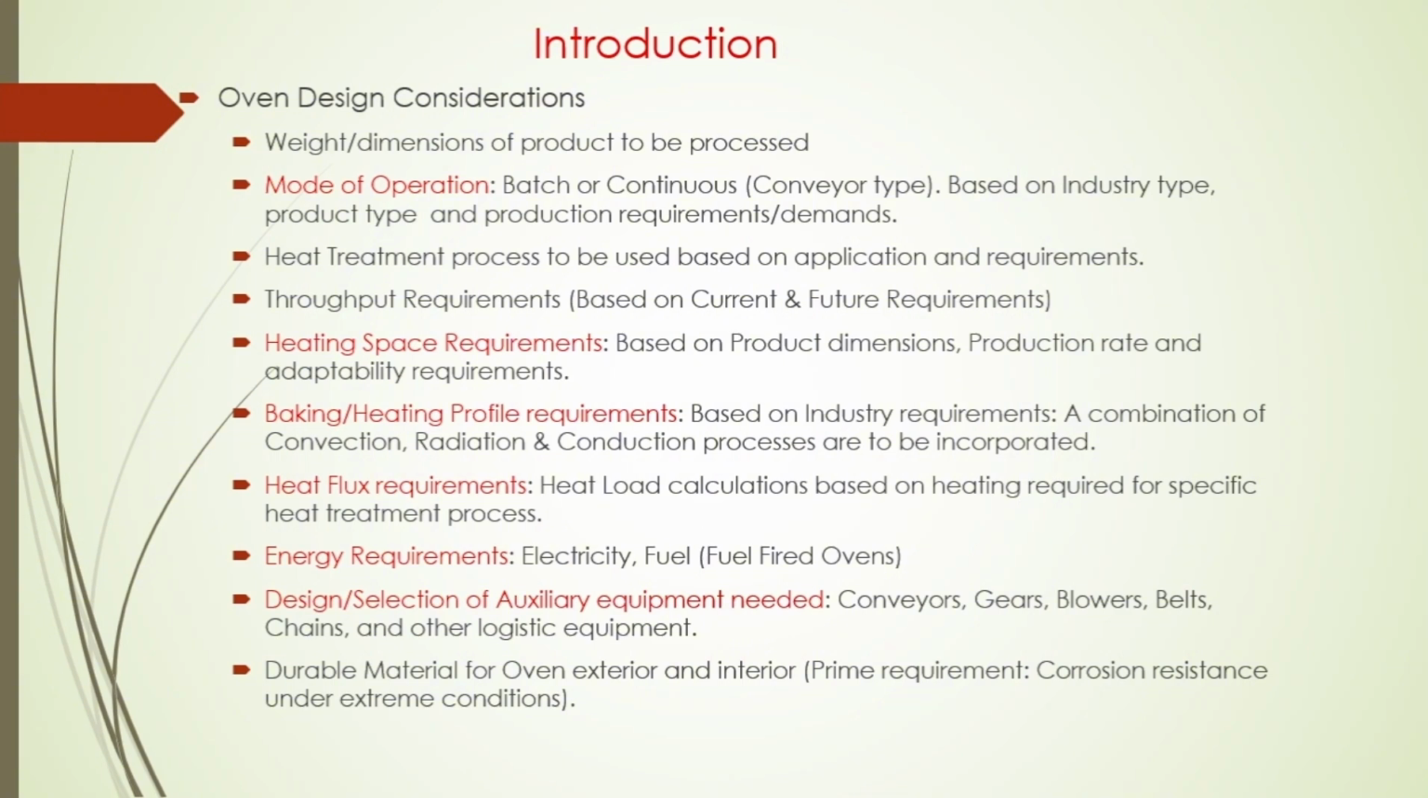Energy conservation plays a predominant role in today's energy demand and cost. Design or selection of auxiliary equipment needed. Industrial ovens are supported by auxiliaries such as conveyors, gears, blowers, belts, chains, and other logistic equipment to support the process. Durable material for oven exterior and interior.